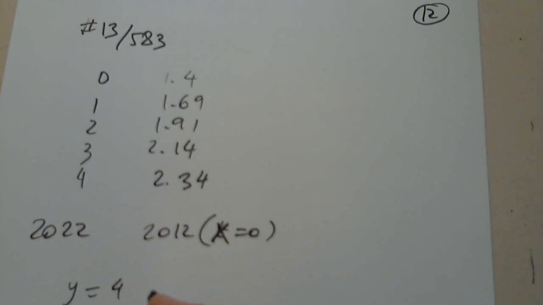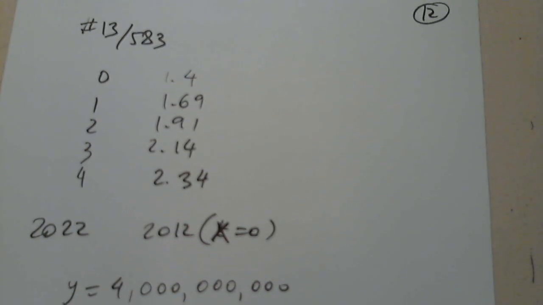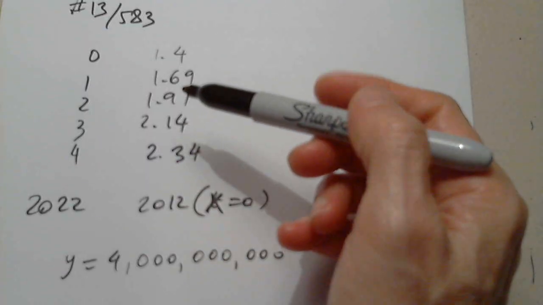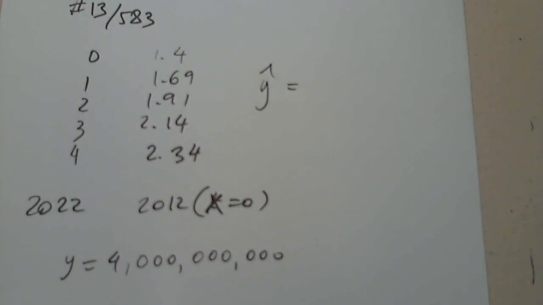y equals 4 billion. Okay, very good. So we put this in the graphing calculator, and we find something called the predicted value, y hat. So let's do that.